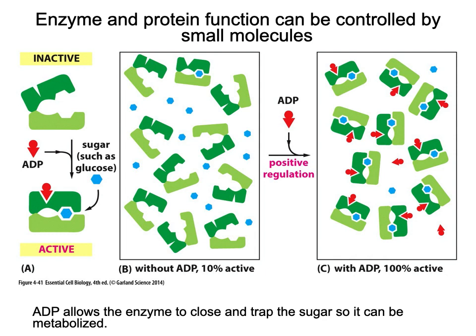So there might be a binding site for regulation, as well as a binding site for the substrate. What we're looking at here is an enzyme that is going to catalyze a reaction for sugar. It's going to bind something like glucose. But the presence of ADP is needed in order for that binding and that closing of the enzyme to catalyze the reaction, to catalyze the next step.